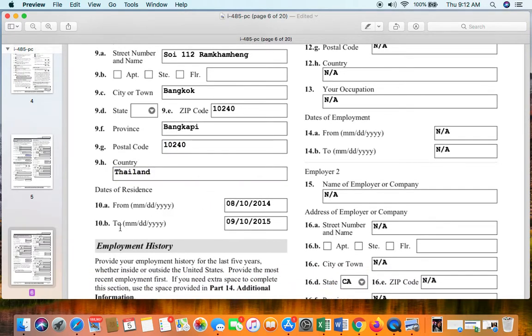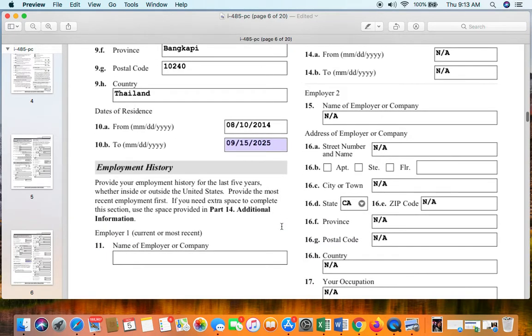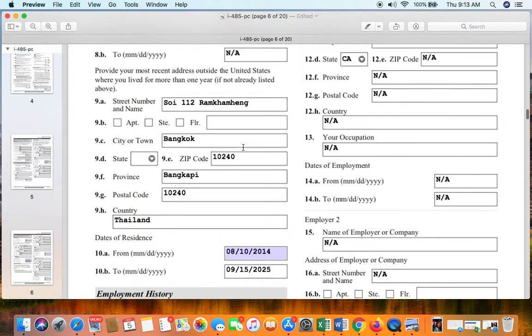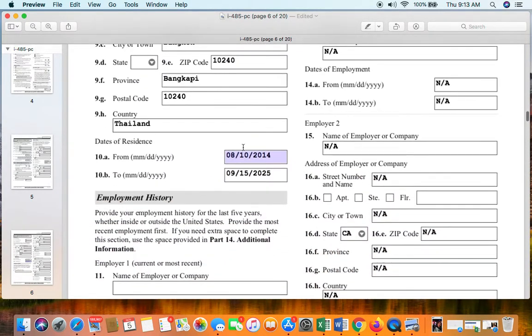I moved there on August 10, 2014 in Bangkok, and I lived there until 09/15/2015. So that is my history of where I lived before, outside the United States.